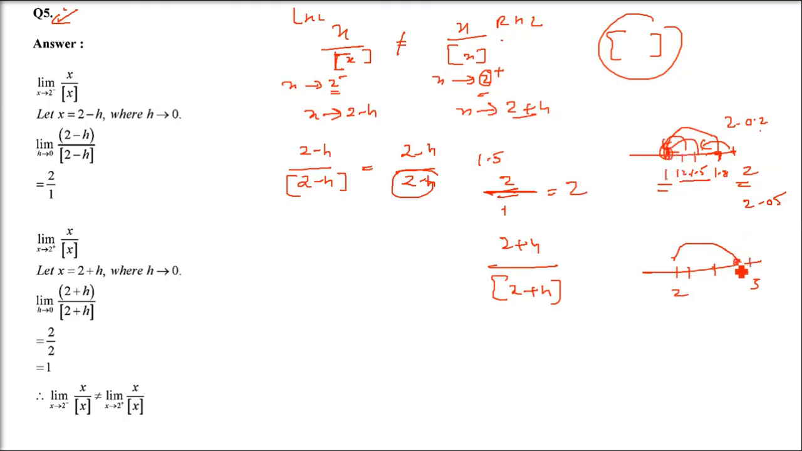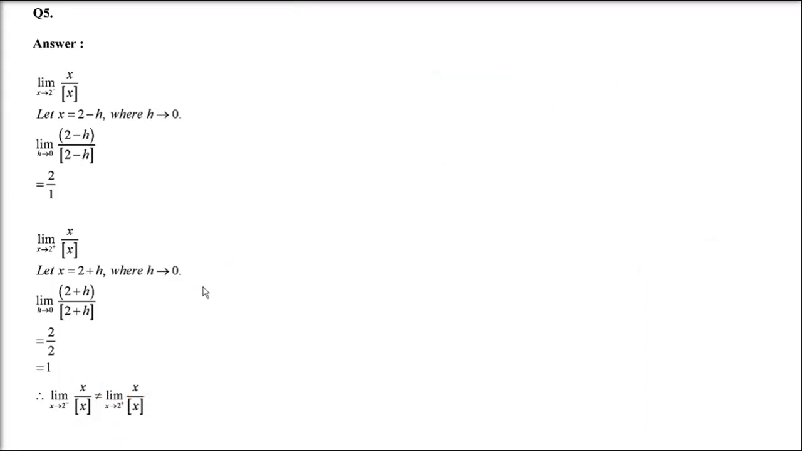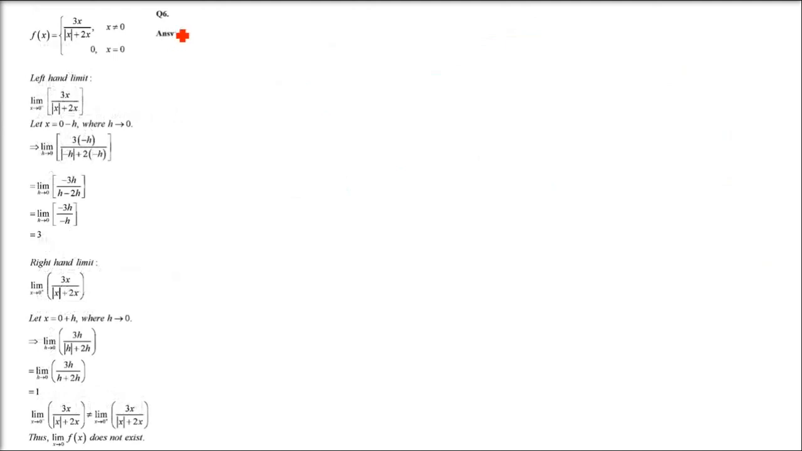This square bracket function always tells you that, right? So you have 2 always in the denominator. In 2 plus h, h is 0 because h tends to 0. So 2 plus 0 by 2, you have 2 by 2, that is going to be 1. So the right hand limit is 1, the left hand limit is 2. So they are not equal. That means the limit does not exist.